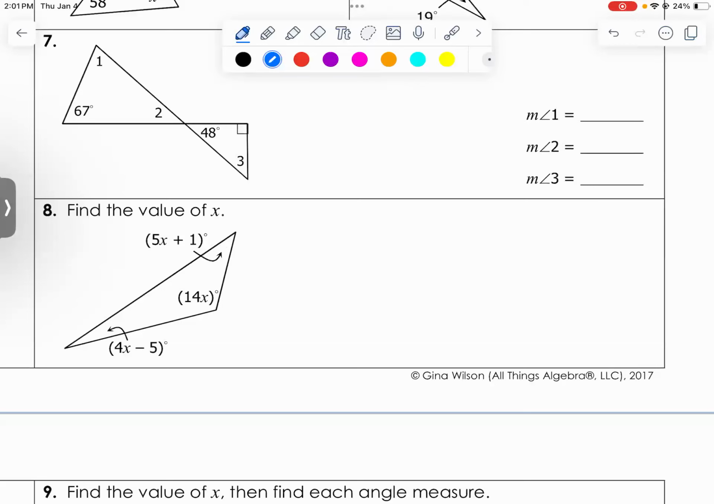Okay, so you took each of the 3 angles, 5x plus 1, plus 14x, plus 4x minus 5, and you knew that they had to add up to equal 180, right? So then if we combine like terms, looks like that was the next step, right? We have 23x minus 4 equals 180. So we combined all of the terms with x's. We combined all of the constants. DJ, are you good? Yeah. Okay. Okay, now what do we do?